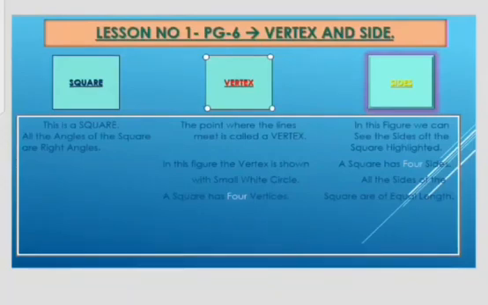Now if you have noticed, I have said the word vertices. When there is one point we say vertex. When there are many we say vertices. Now see the third figure. In this figure we can see the sides of the square highlighted. A square has 4 sides. All the sides of the square are of equal length.